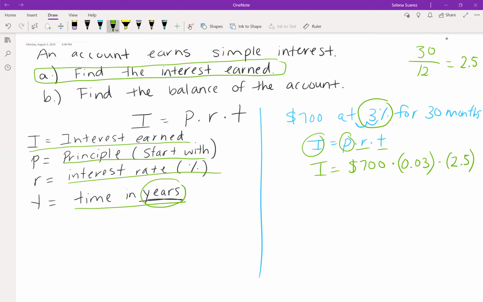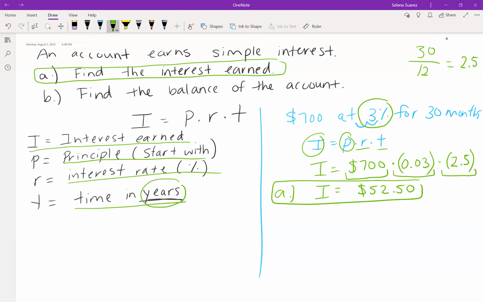Now I basically just have to solve for I. So I equals, and you're going to plug this into a calculator, 700 times 0.03 times 2.5. If you plug that into a calculator, you're going to end up getting $52.50. Okay, that's how much interest was earned. That would be the answer for part A.